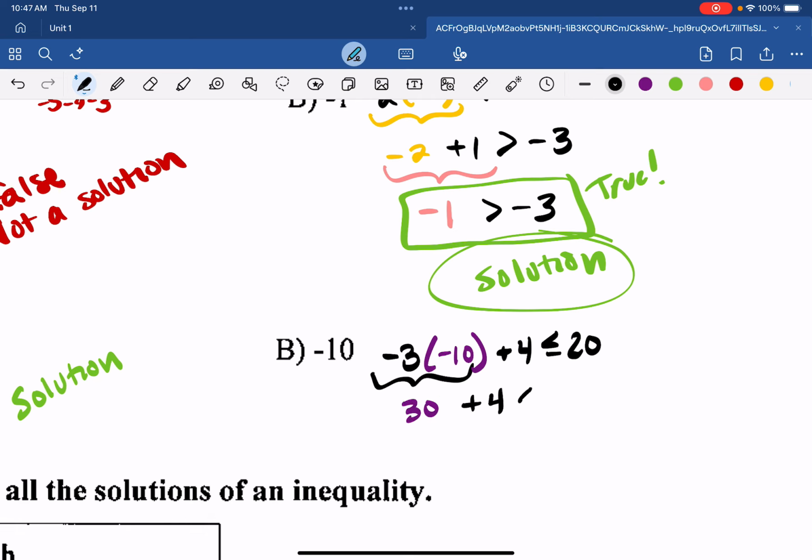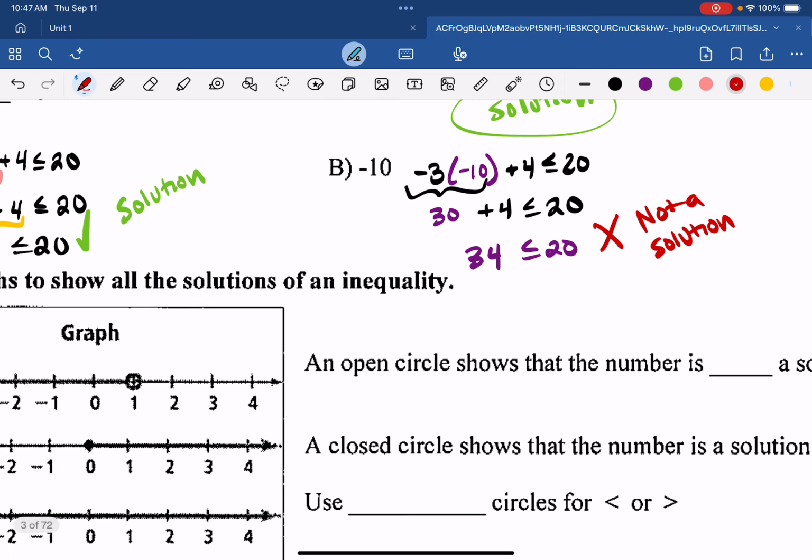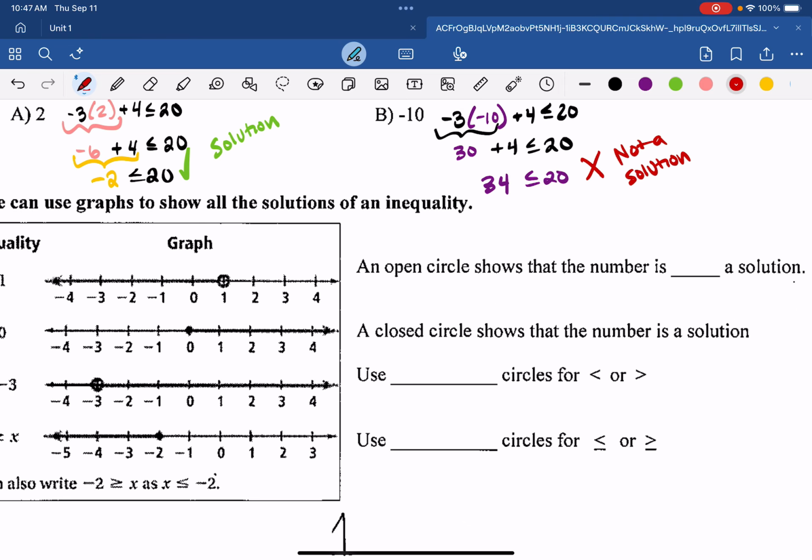plus 4 is less than or equal to 20. Then we get 34 is less than or equal to 20. That is not true, so this is not a solution. Great. All right, let's talk a little bit more about graphing it.